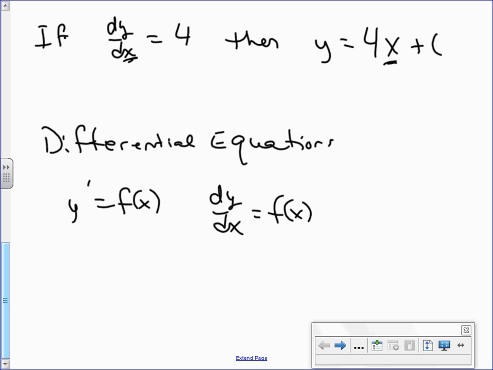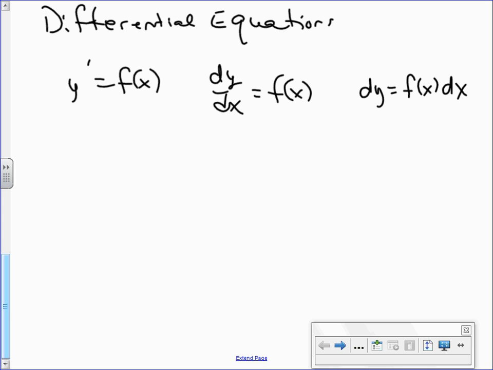It's almost like multiplying both sides times dx. dy is f of x dx. These are all different notations that kind of say the same thing. I have a function that is the derivative of some other function. And your goal of going back and finding what y is is called, the big word, so I have to stop talking when I write it down.